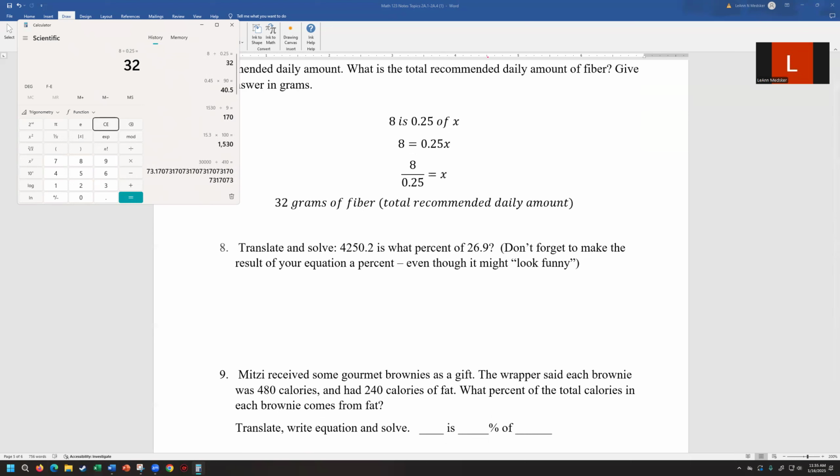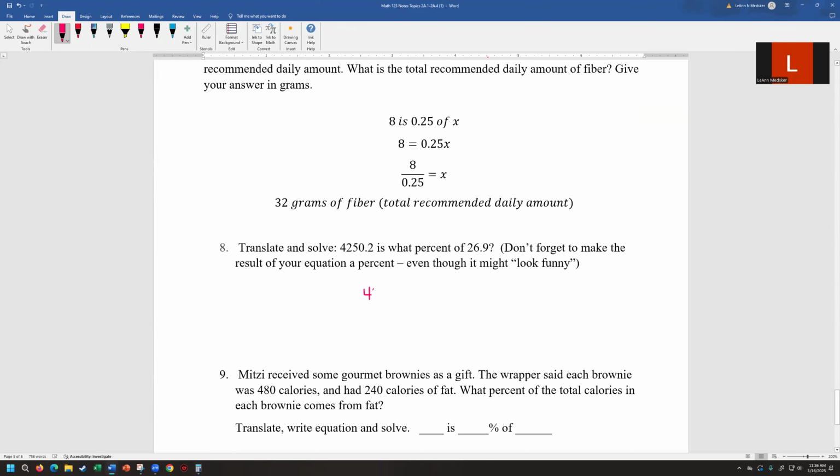4,250.2 is what percent of 26.9? Now, just off the top of your head, you should already know this is way more than 100%, because the 4,250.2 is the part, and 26.9 is supposed to be the whole, and this is way bigger than our whole. So I'm already expecting a percentage more than 100%, quite a bit more actually. But let's go ahead and solve it.